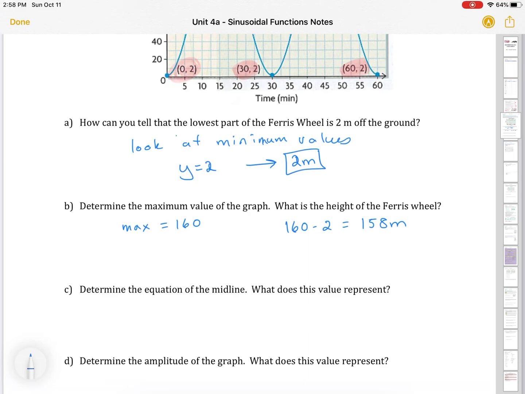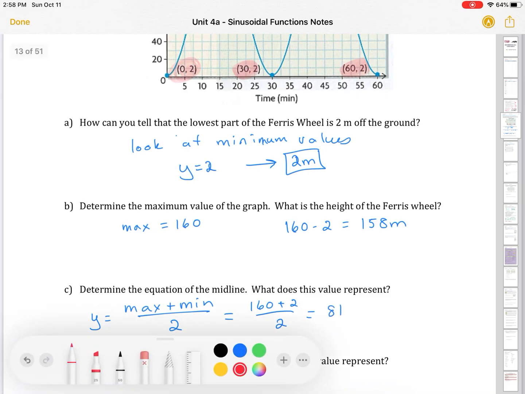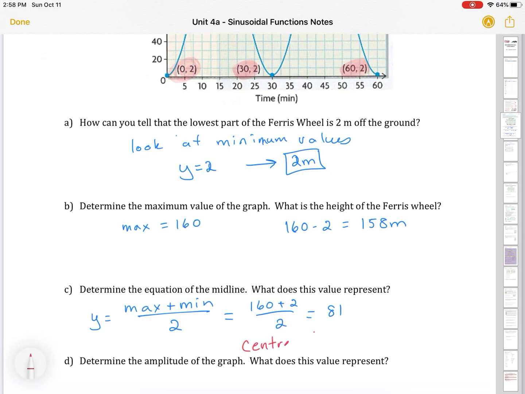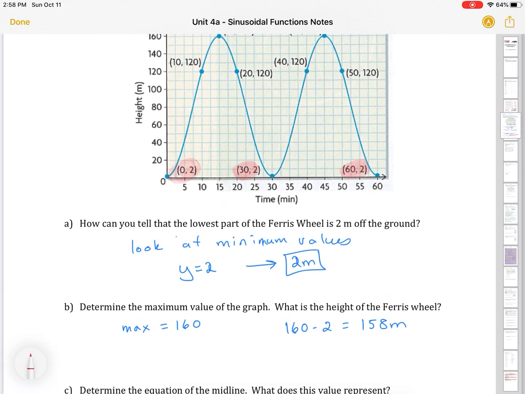Determine the equation of the midline. What does this value represent? So remember, midline, y is equal to max plus min divided by 2. So it's 160 plus 2 divided by 2, which is equal to 81. And what does that mean? Well, it's the center height of the Ferris wheel. And if we scroll up, we can look. So that would be right here.